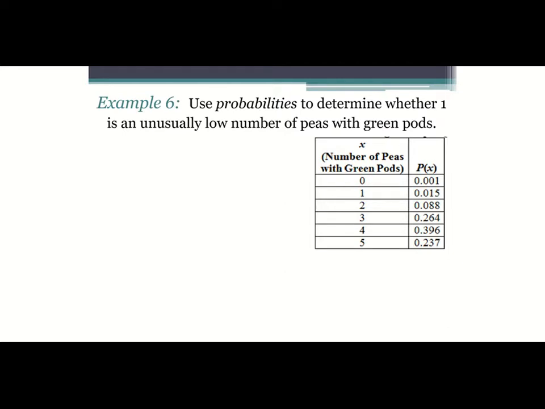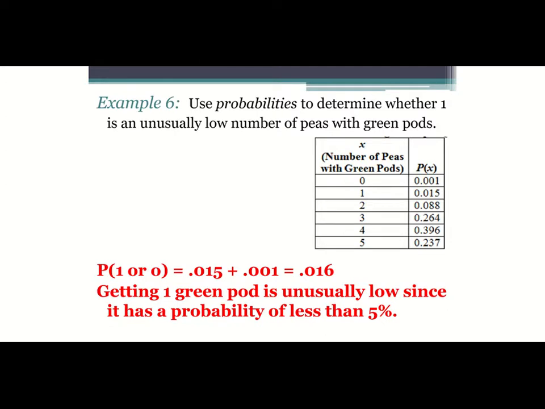Okay, so we want to combine these two probabilities together because it would be unusually low to get either of these if it's unusually low to get one. So those two probabilities combined give us 0.016. That's less than 5%. It would be an unlikely event to occur. So getting one green pea pod is unusually low because it's less than 5%.